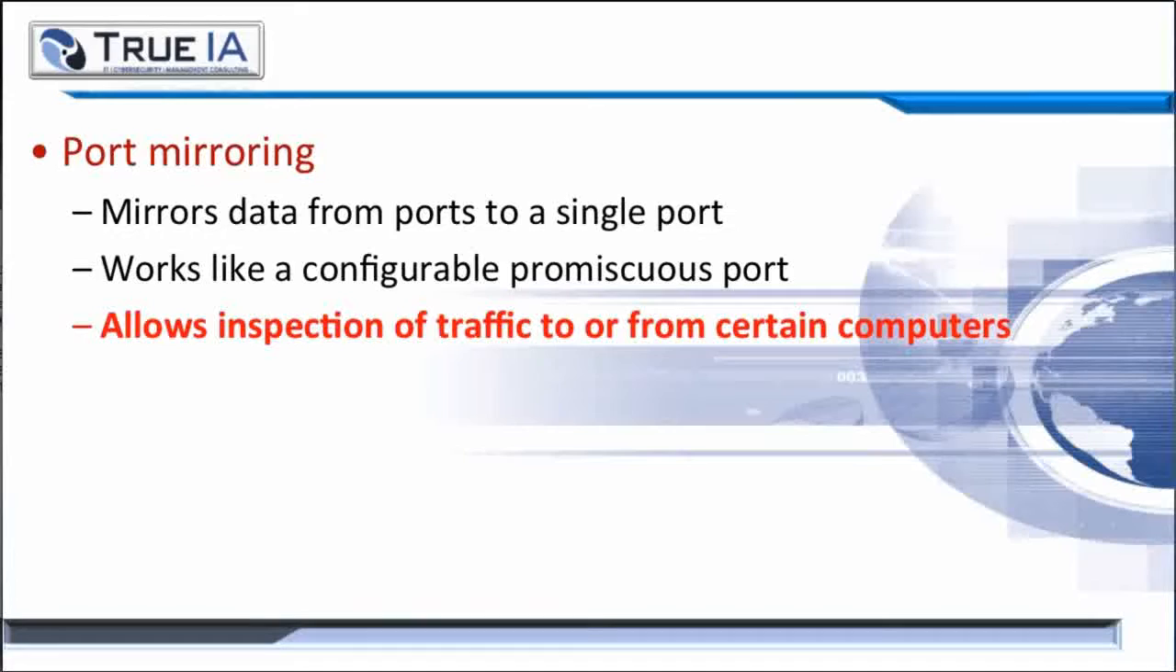Next is port mirroring. This mirrors data from ports to a single port. It works a whole lot like a configurable promiscuous mode. This allows the inspection of traffic to and from certain computers.